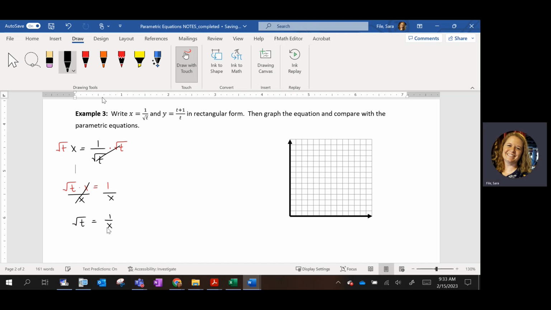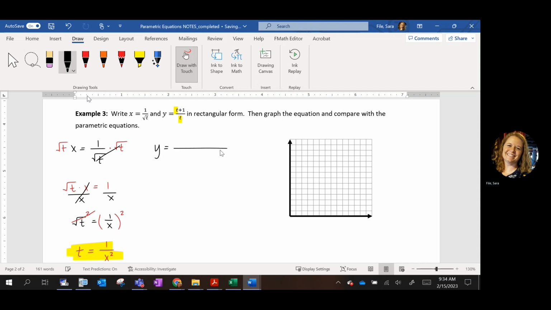How do I get rid of a square root? So I square both sides. So again, square the numerator, square the denominator of 1 over x squared. So now that's my t. That's what I'm going to substitute in for t in the y equals equation. So I've got 1 over x squared plus 1 over 1 over x squared.